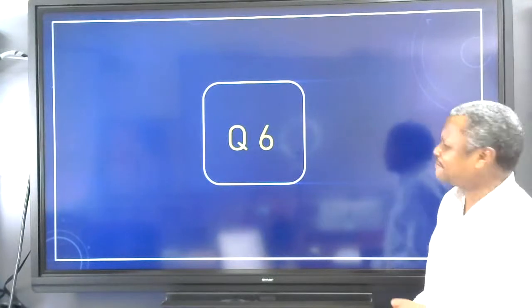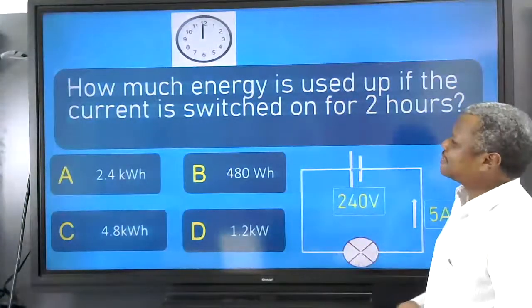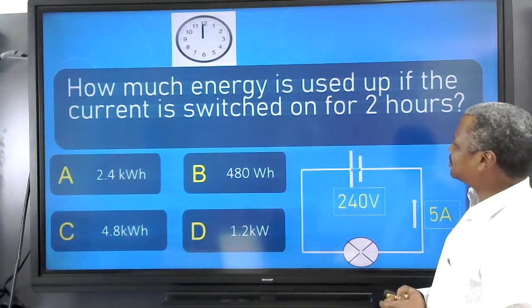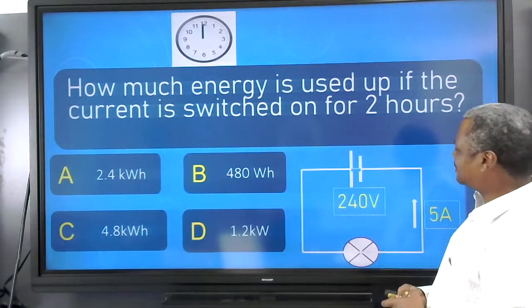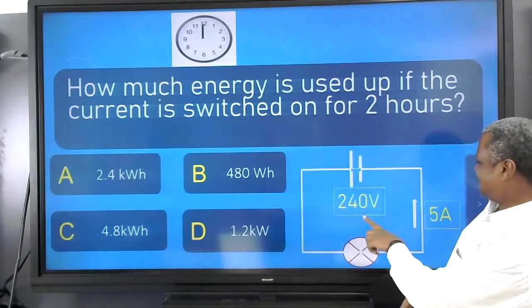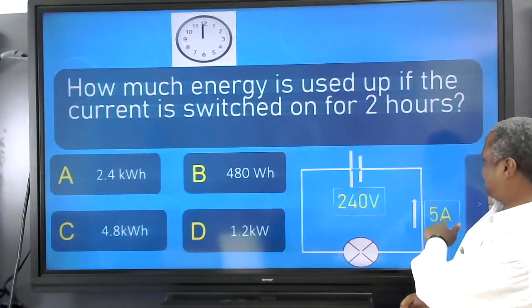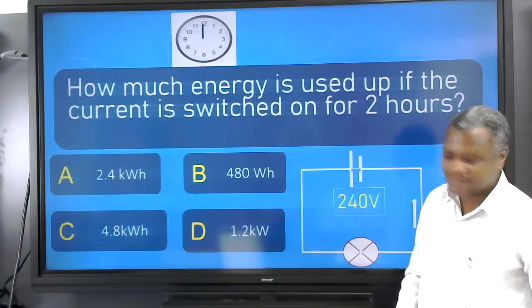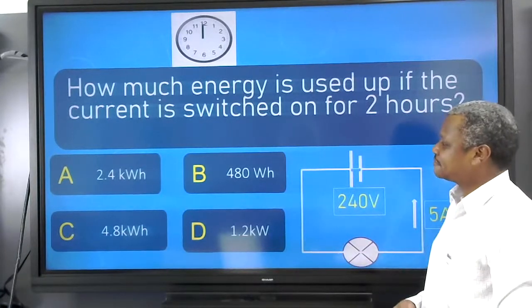Very quickly, because of time, you have about 5 minutes remaining. How much energy is used up if the current is switched on for 2 hours? We have this circuit diagram, 240 volts, 5 amperes, that is going through it. How much energy? So, timer begins now. You have 2 minutes.